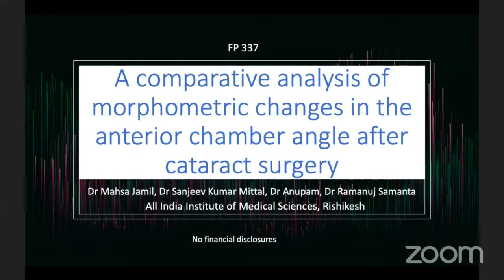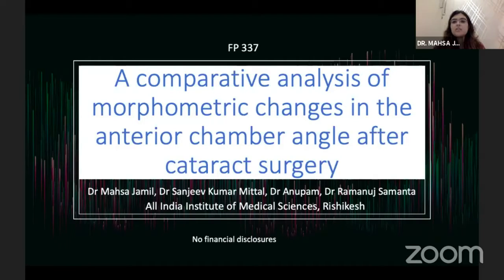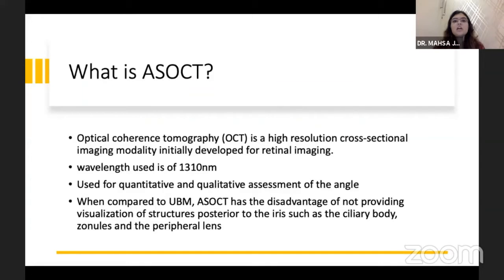I'll be presenting my study on a comparative analysis of morphometric changes in the anterior chamber angle after cataract surgery. So a brief introduction on AS-OCT. AS-OCT was developed after OCT, which was developed for retinal imaging, and we use a wavelength of 1310 nanometers. It can be used both for quantitative and qualitative assessment of the angle.